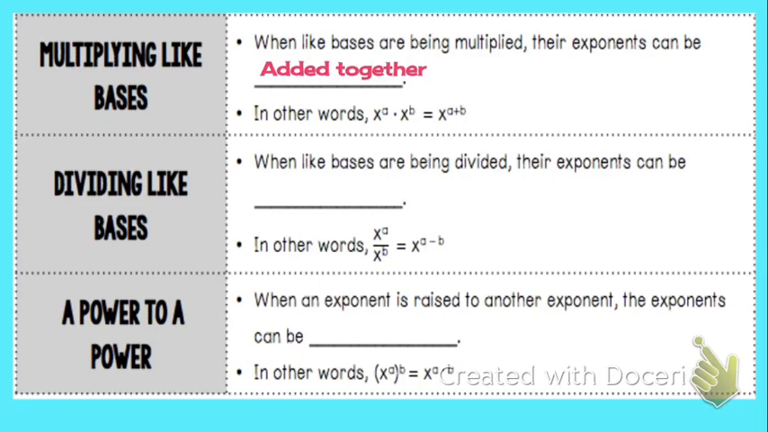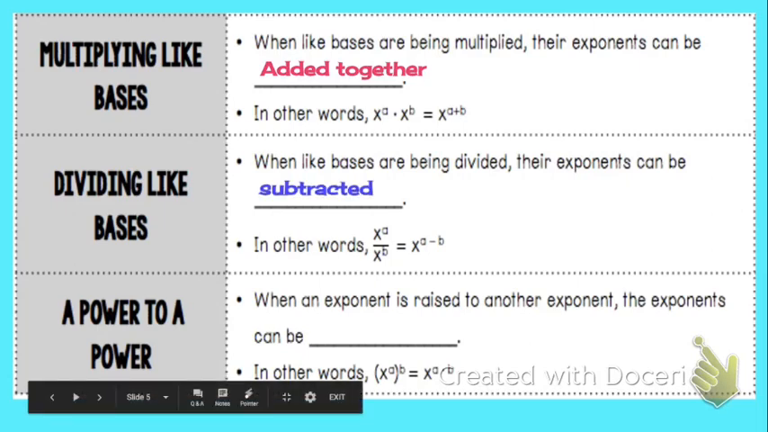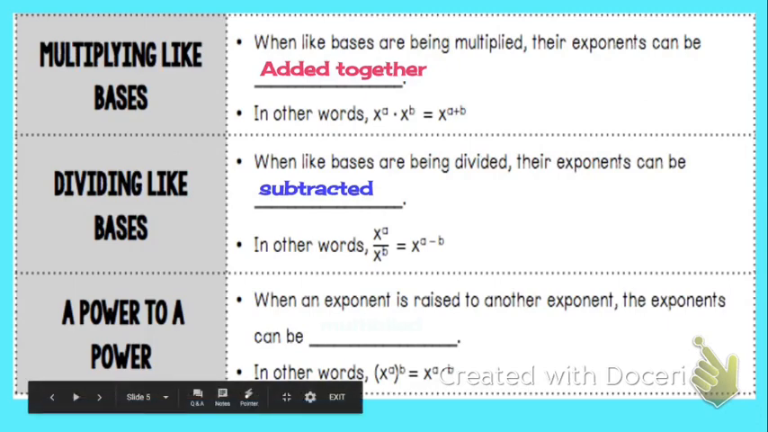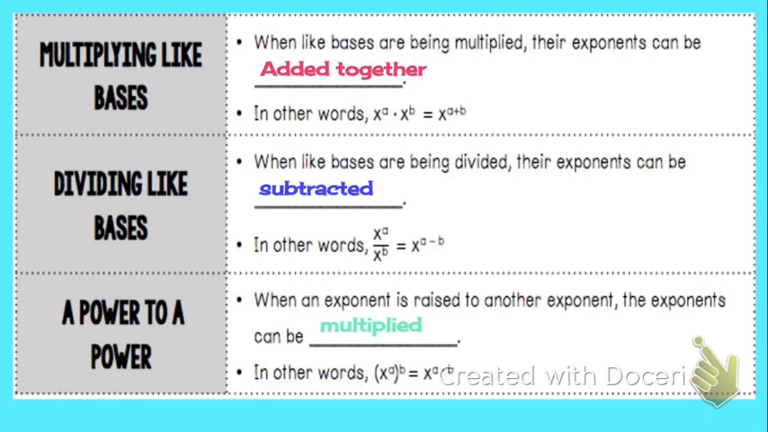When dividing like bases, their exponents are going to be subtracted. So if we have x to the a power over x to the b power, we're going to subtract b from a. And a power to a power: when an exponent is raised to another exponent, the exponents can be multiplied. In other words, x raised to the a power, raised to the b power, you're going to multiply a times b.